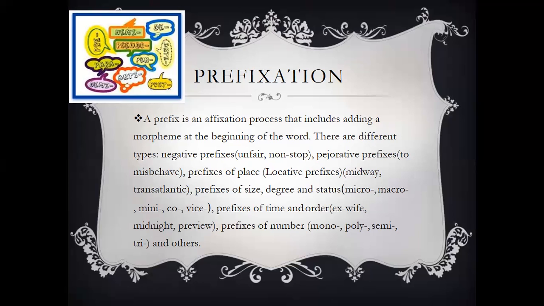Here are some more examples. For example, disagree, disapprove, disbelieve, disconnect, discourage, dislike, disprove, and so on. And some prefixes: anti, meaning against; auto, meaning of or by oneself; ex, meaning out of; pre is before; and re is again and back, and so on.